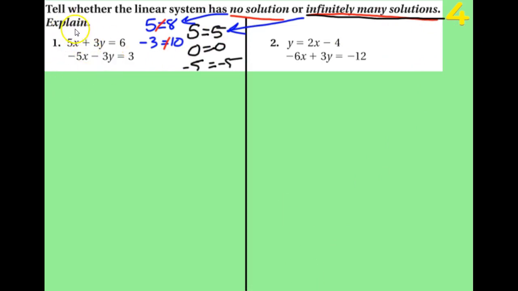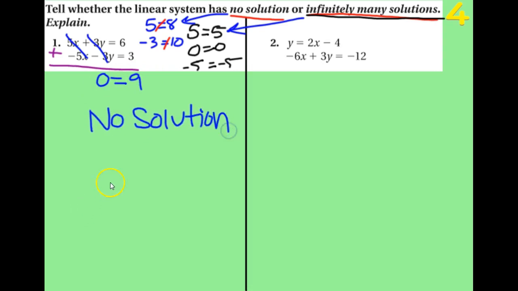So this first one is set up to do elimination because we have our x's, our y's, and our numbers all in a row. If you look, the x's are already the same number and their opposites, negative, positive, so I can just add my equations together. So 5 minus 5 is 0. 3 minus 3 is also 0, so we have nothing on the left. And on the right we have 6 plus 3, which is 9. Is 0 ever going to equal 9? Well, no. That's not possible. That's no solution. Meaning, if we were to graph these, they would be parallel lines because they're not going to cross. It's not going to work.